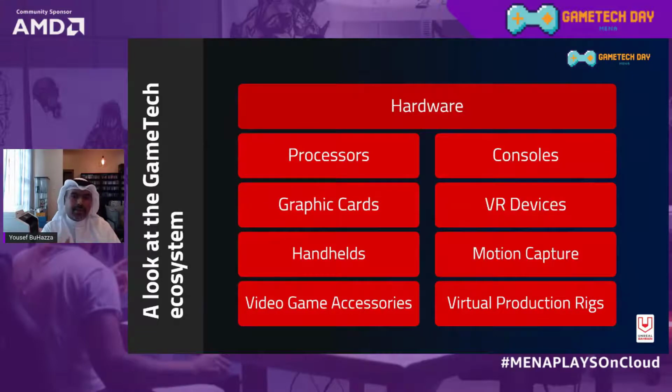Another aspect that isn't included in the Newzoo spectrum, because they're looking at GameTech from a software point of view, is the hardware aspect, where you're looking at an entire industry, such as the processors industry, the consoles industry, graphic cards, VR devices, handhelds, motion captures, video games accessories, and virtual production rigs, which we'll go into in a bit. These hardwares have contributed to the growth of the video games industry, specifically in the mobile market, which actually dominates the industry at the moment.